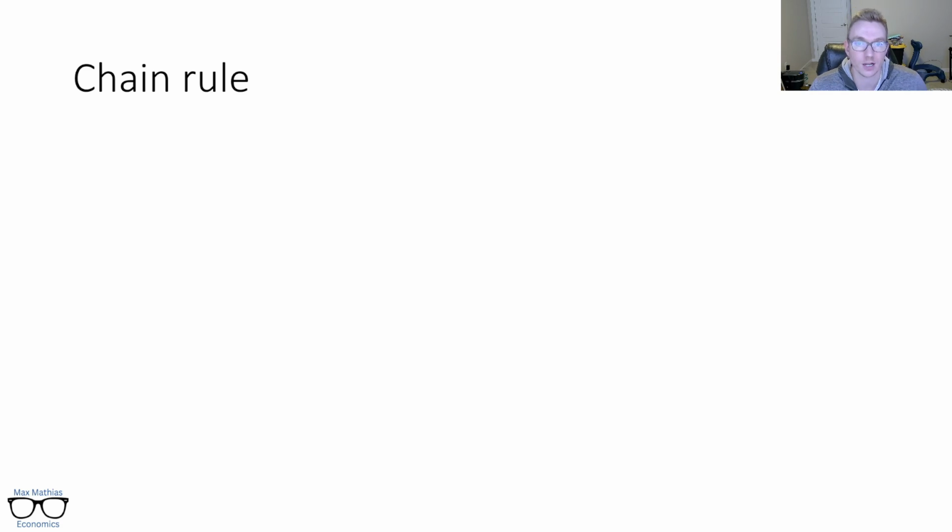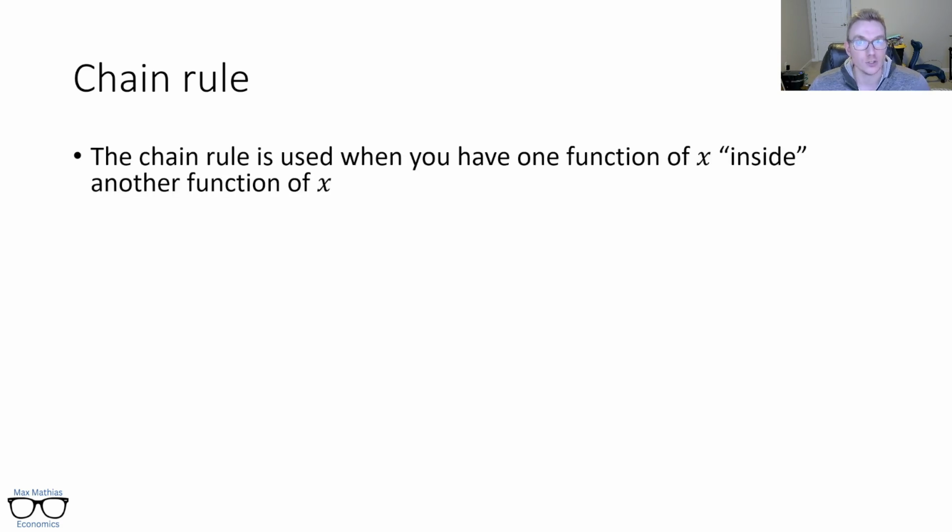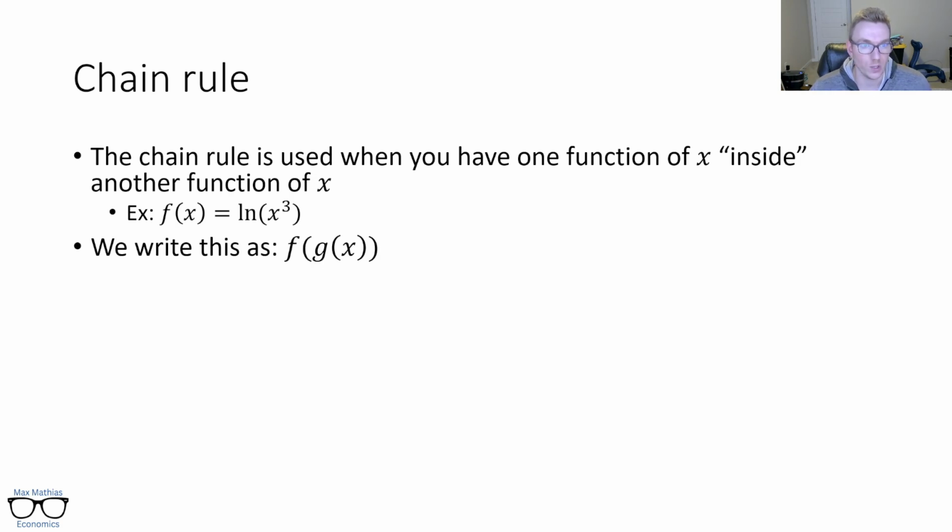The one thing I will talk about here is the chain rule. So it's used when you have one function of x kind of inside another function of x. So a way to kind of think about this is something like the log of x cubed, right? We can basically think of this function x cubed is inside this larger function, the log, right? So how do we deal with that in derivatives? So we write this as basically f composed with g of x, right? So our function f basically has another function g inside of it.